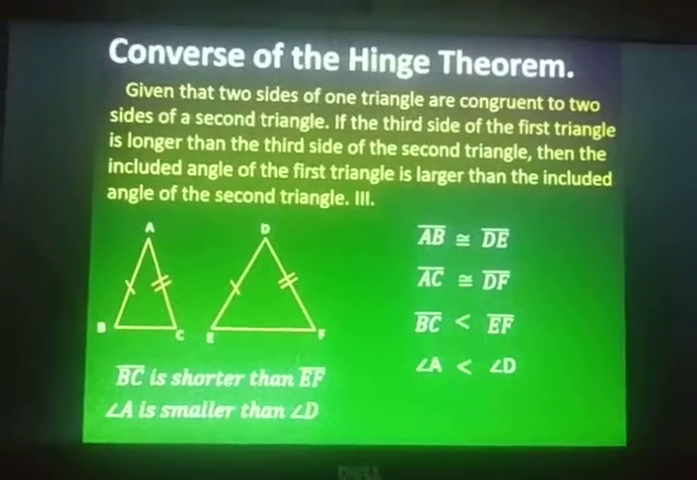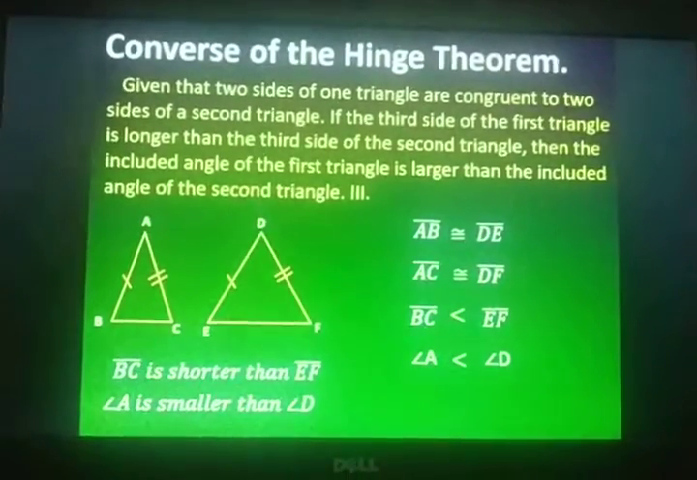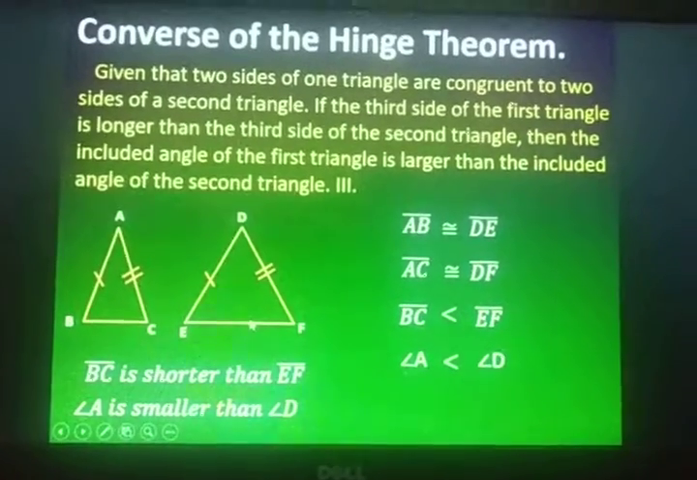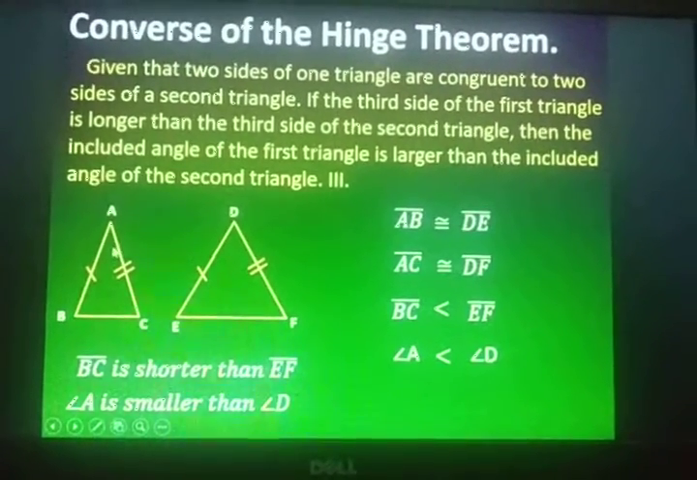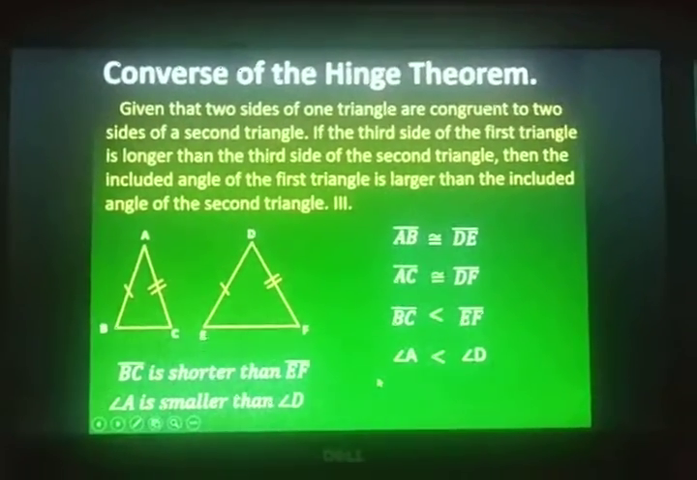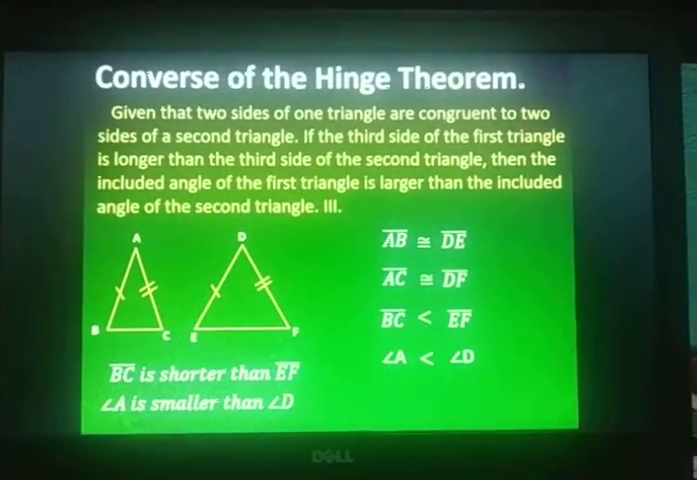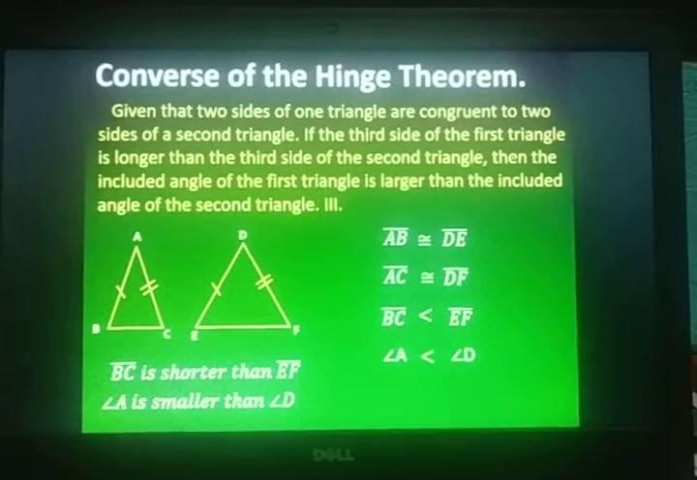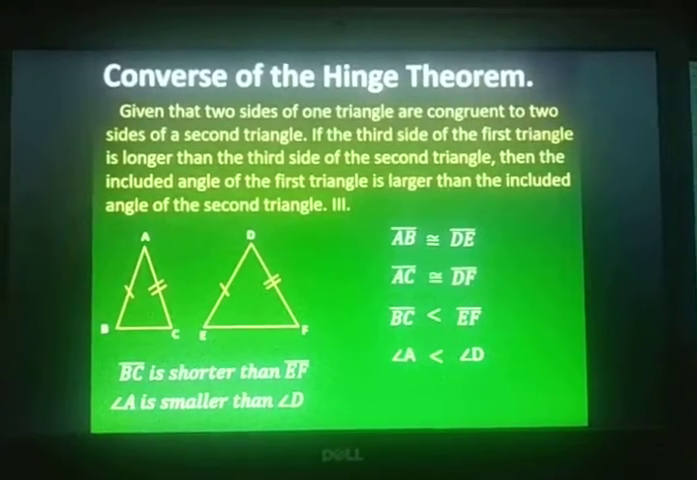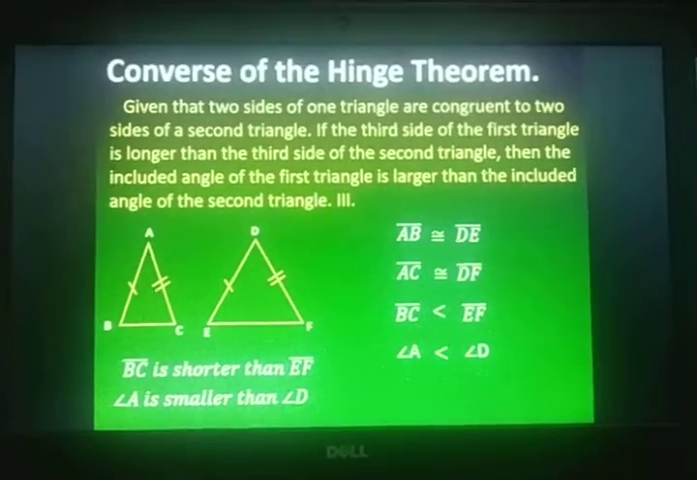So, in the converse of the Hinge Theorem, you look at the length of the third side first. Sa Hinge Theorem, you look at the included angle first. Okay, I want you to repeat this video if you cannot understand the four theorems. Okay, and then answer the activity.